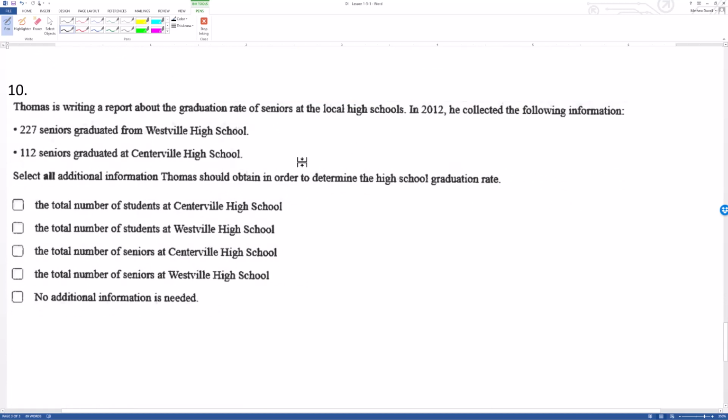Select all the different information that should be obtained. So we have all these seniors for Westville High School. We have all these seniors for Centerville High School. So to determine the graduation rate, that means the percentage of seniors that graduate. So the total number of students won't help us because not all the students are graduating, right? It's only seniors. So the total number of students, we don't need those, but we do need the total number of seniors. That's going to help us calculate the graduation rate.